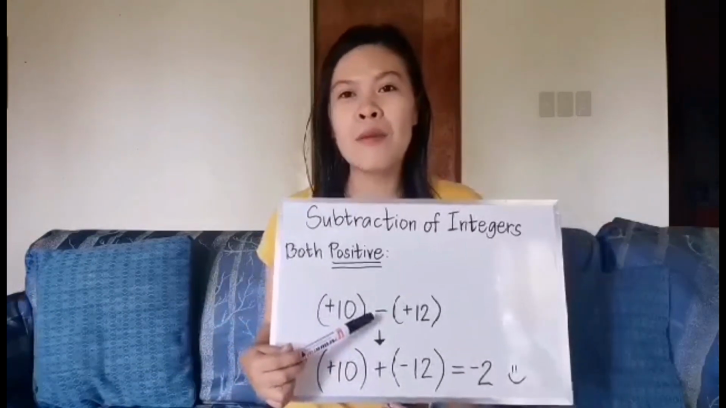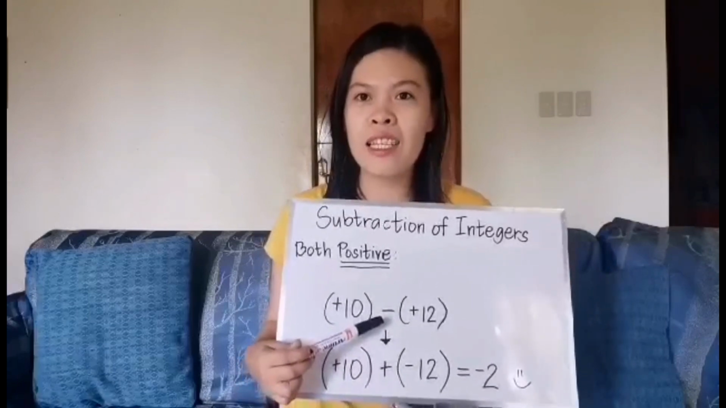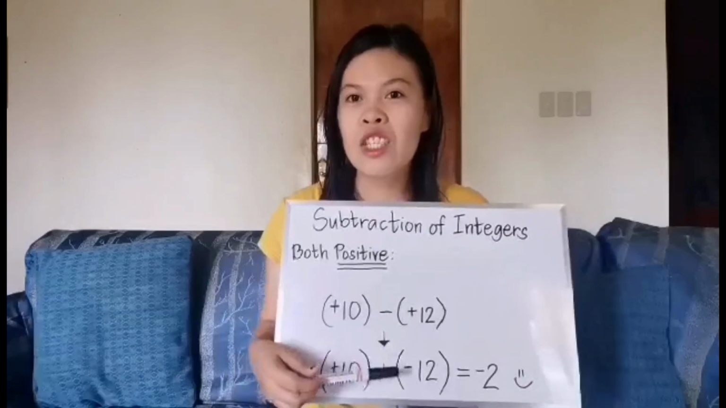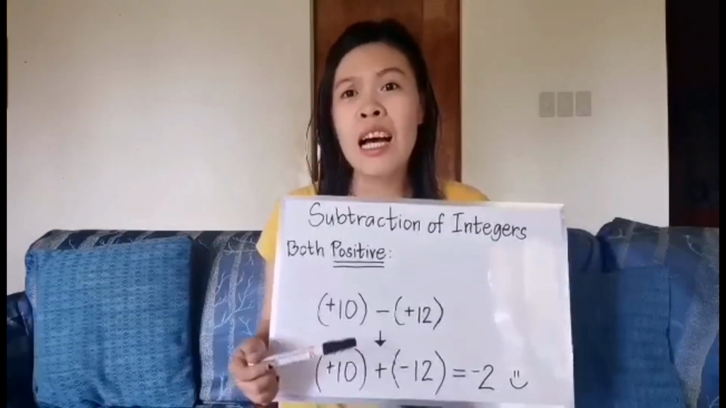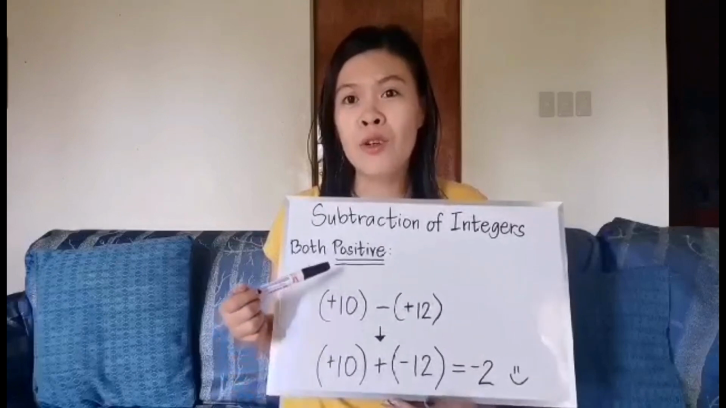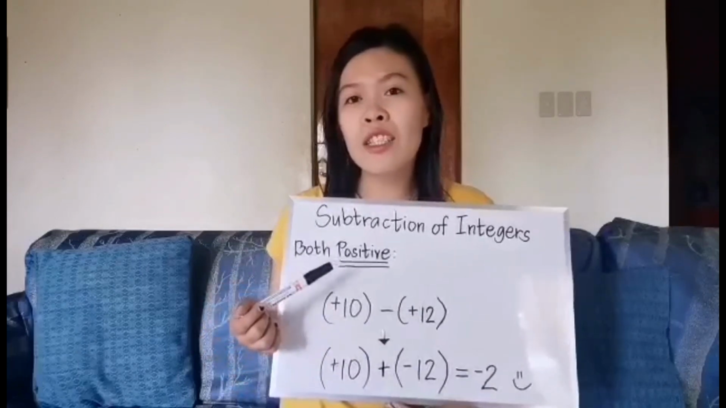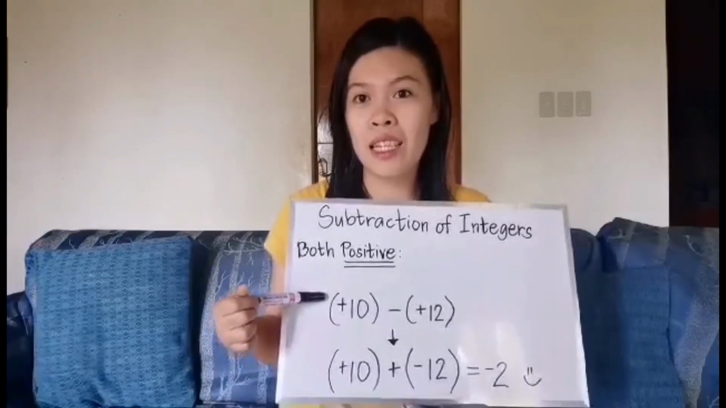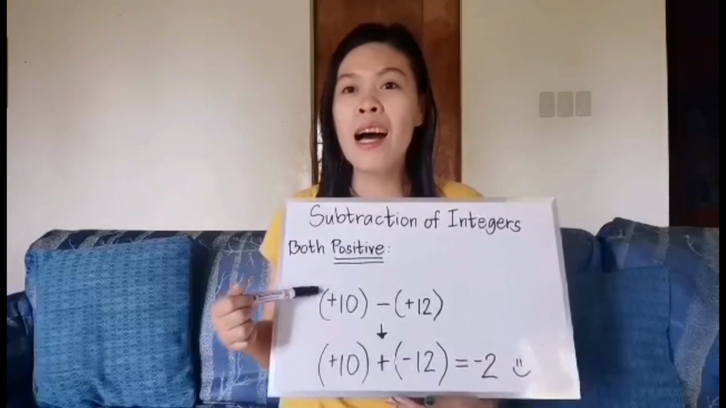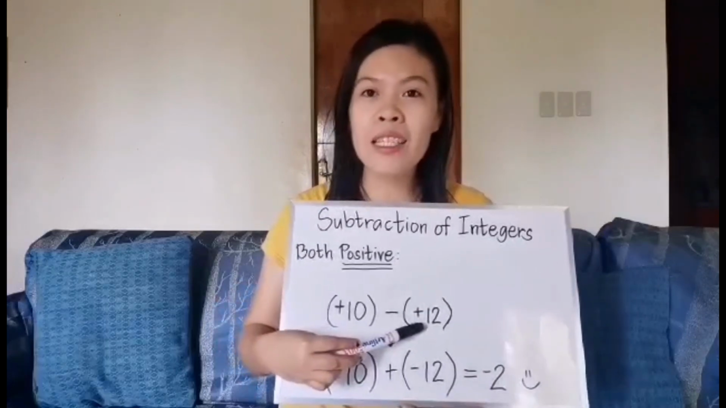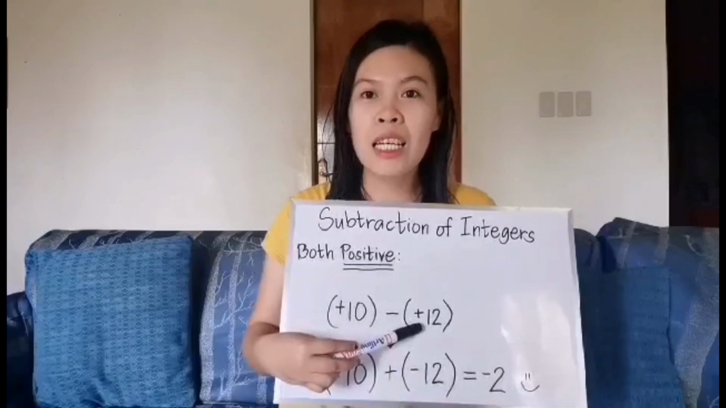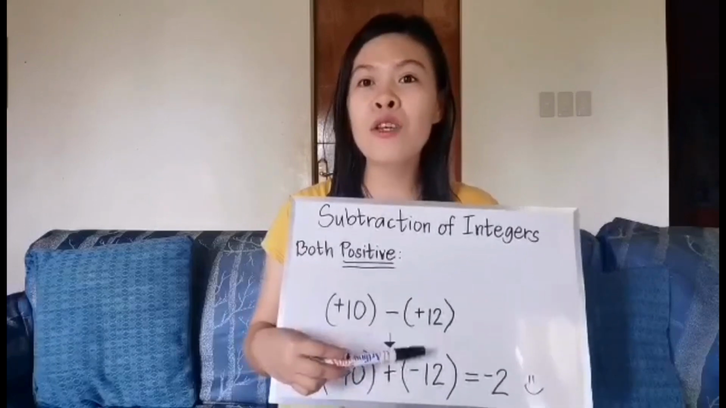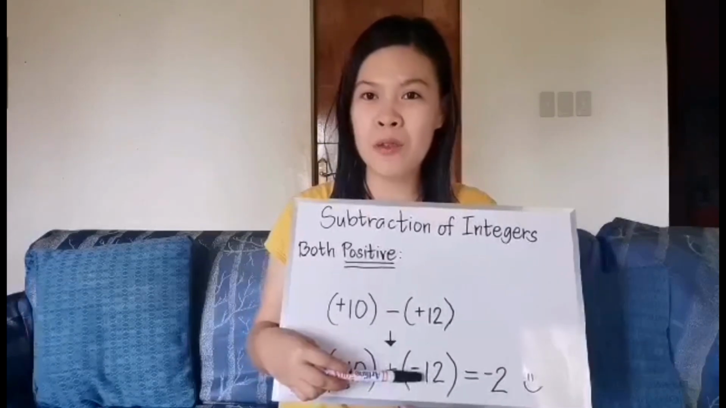So, ang sabi ng first rule is, first, change the sign of the minuend. Ngunit, alin ang minuend dito? Kung recall natin yung mga paksa natin sa elementary, ang unang numero ay tinatawag na subtrahend, yung subtraction. At ang pangalawang numero naman ay tinatawag na minuend. So, ang rule ay nagsasabi na change first the sign of the minuend.